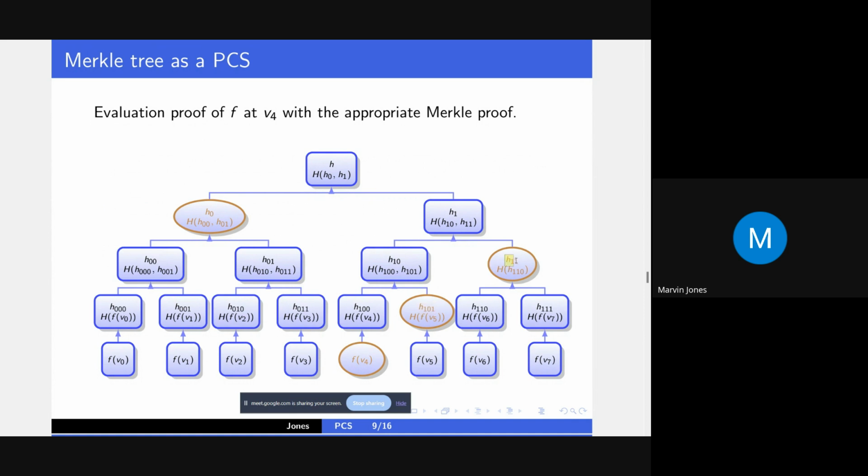So I need to give you the next value on the list, which is H11, which you then take both of these two and you can compute the hash and get H1. And then I had to provide you H0, which again, you take the hash of both of those. And if that matches the root hash that I had published earlier, you go, oh, FV4 was the correct evaluation. So a Merkle tree can be treated as a polynomial commitment.